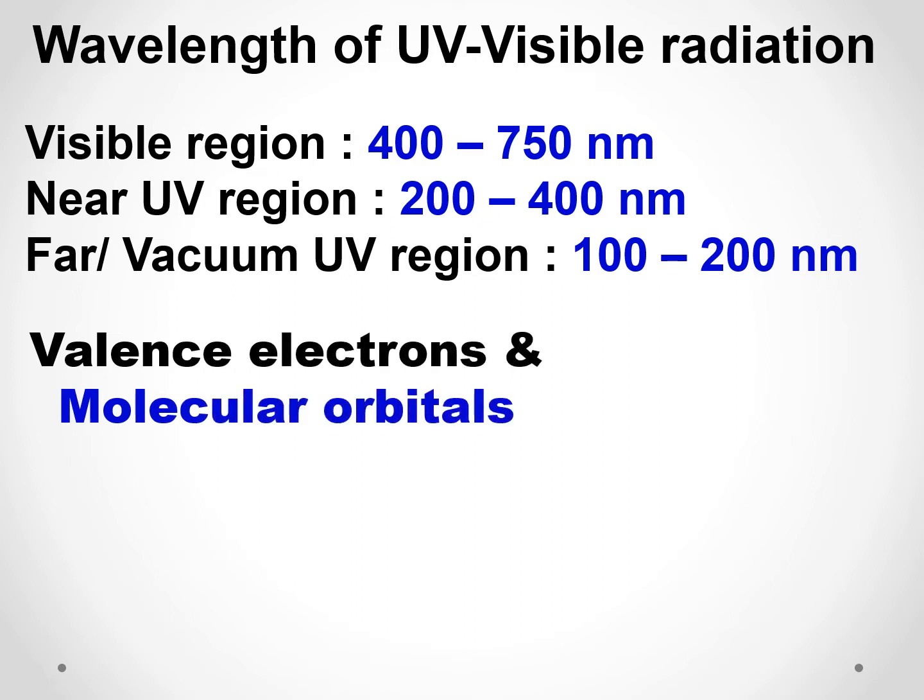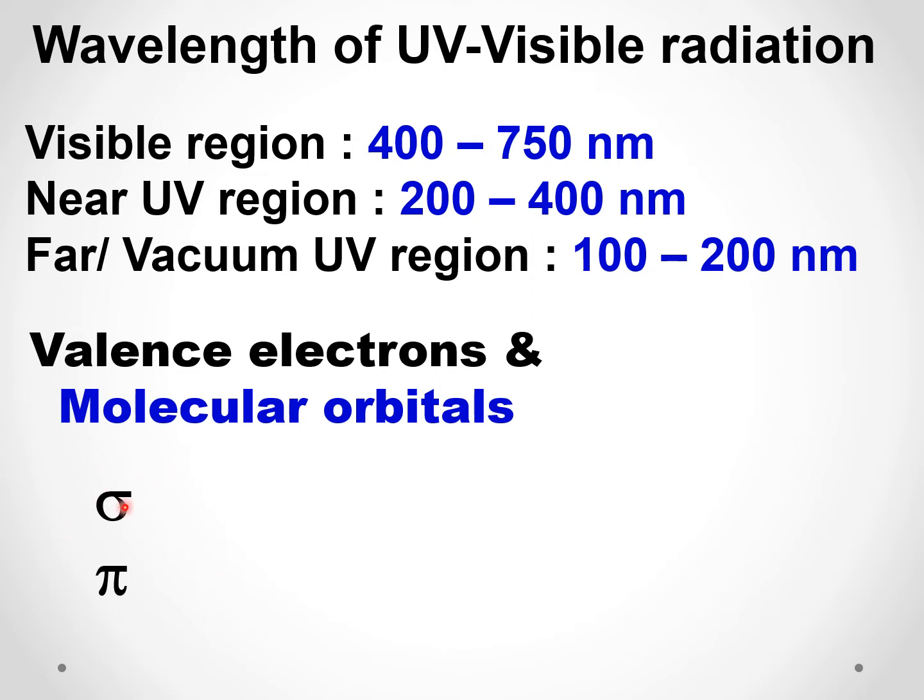Coming to the valence electrons and molecular orbitals, what are the different types of electrons present and what are the different types of molecular orbitals present? Now we know in organic compounds there are covalent bonds, and in covalent bonds there are two types of bonds: the sigma bond and the pi bond. The sigma bond will contain sigma electrons and the pi bond will contain pi electrons. So these are the two types of electrons present.